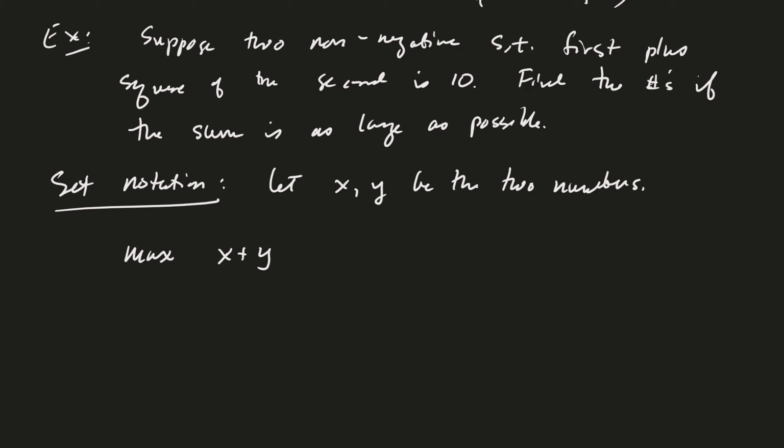Well, if we were to stop there, then there would be no maximum because there's no restriction on X and Y here. And so you could just say, well, X and Y could be as large as you want to make them. Okay, so there must be some kind of restriction on our domain here. And so we see up here what the restriction is. Oh, by the way, I should write X is greater than or equal to 0, Y is greater than or equal to 0, just to remind myself. The first plus the square of the second is 10.